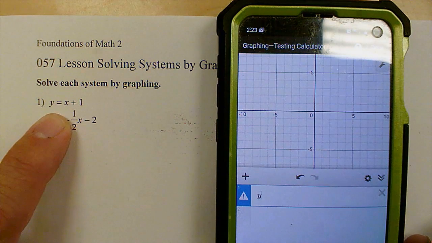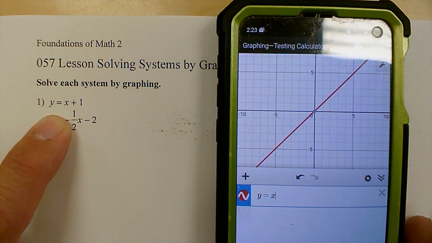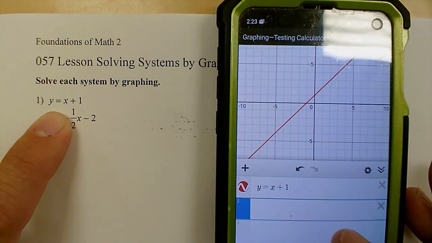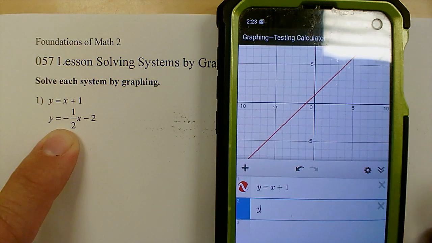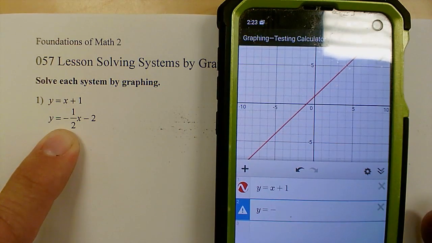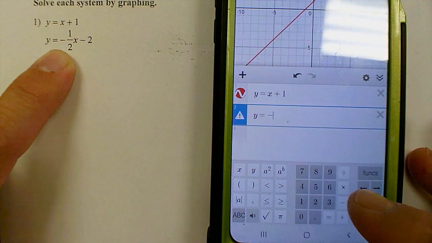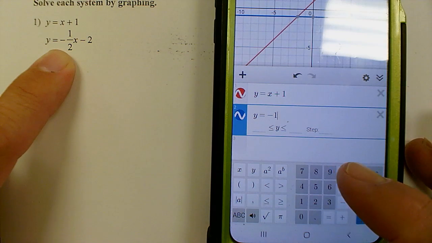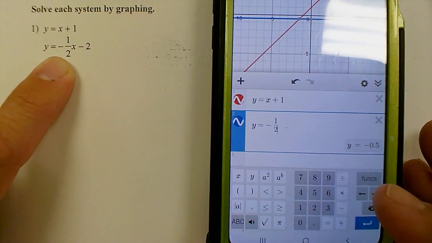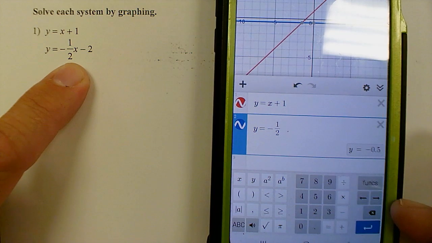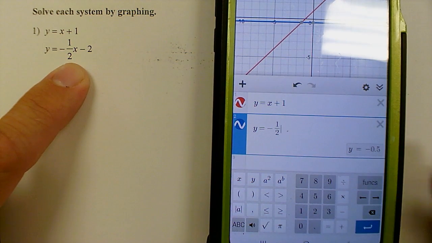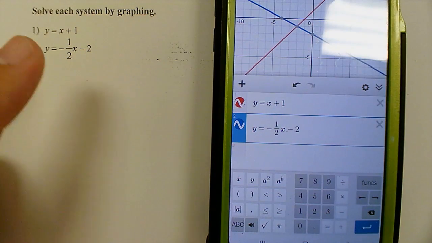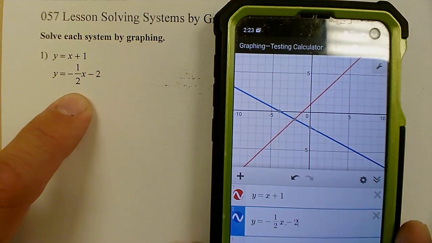So I'm going to type in y equals x plus 1. And I'm also going to tap into the second box now and type in y equals negative 1/2 x. Now to type in 1/2, remember you're going to hit 1, divided by 2, and then to type in the x correctly, you need to hit the right arrow here to get yourself out of the fraction. Then you can type in your x and then minus 2. So now I've typed in that second equation correctly as it should look.